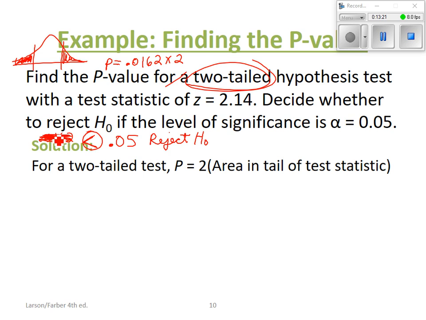Yeah, you're right. We always read the directions. Right, and see, I don't do that. I don't read the directions. I have a bad problem. 0.0162 times 2.